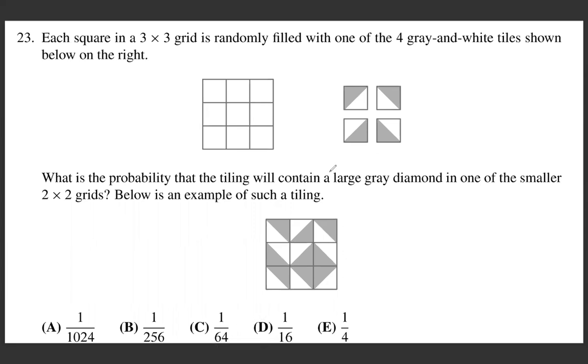So, large gray diamond, that is clearly talking about this shape right here. So, how could the shape appear in the grid? Well, there's 4 ways it could appear in the grid. It could appear in the top left. It could appear in the top right. It could appear in the bottom left. Or it could appear in the bottom right. Those are our only 4 ways that it could appear.